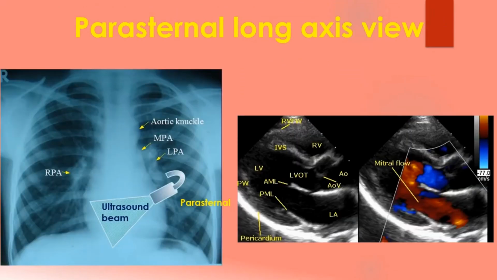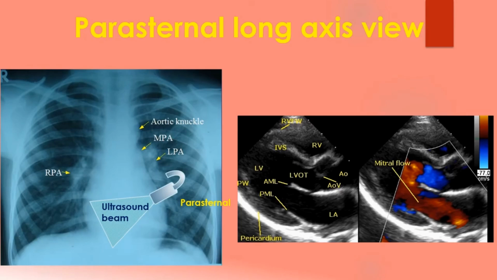First view to be obtained is often the parasternal long axis view. This view images the heart from the base to apex long axis view. Transducer is placed in the left parasternal region and fine adjustments in angulation are made till a view similar to the left panel is obtained.